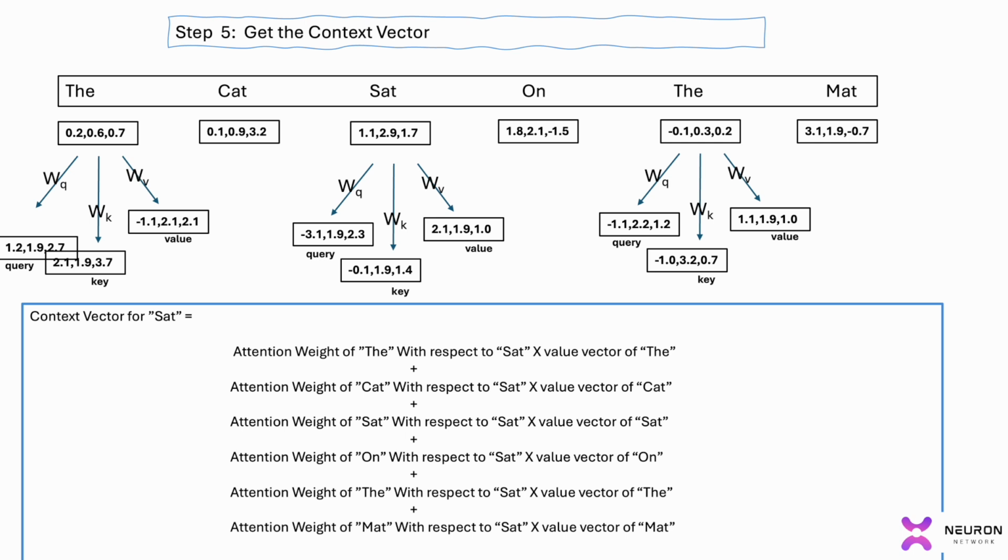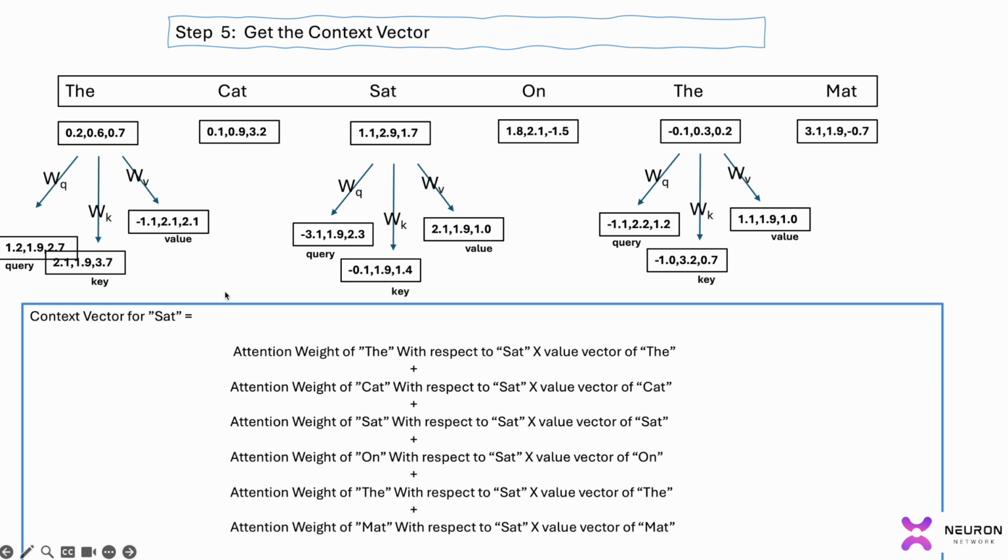So what is the context vector? The context vector is nothing but the weighted sum of the value vector with respect to the other token. Now let's try to understand. Let's say we have to get the context vector for SAT. We have the attention weight of D with respect to SAT. We already have that. We'll multiply that value with the value vector of D.